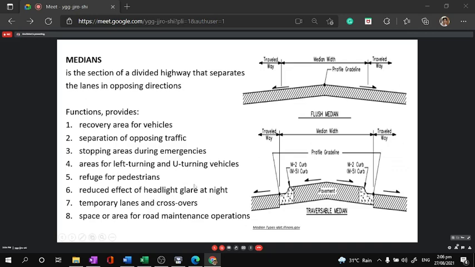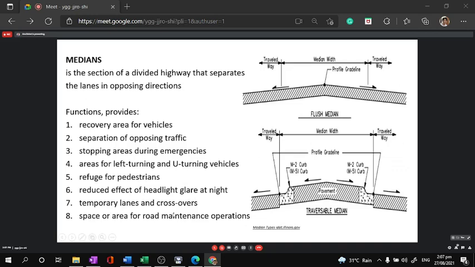And then crossover. Okay, the median is dividing the lines between opposing directions. And because it divides the lines, it's actually the center line of the road. Now, sometimes the width is extended to help the driver during night time, so that the light from the opposing direction will not glare at him if he is in the inner lane. So that's reducing the effect of headlight glare at night time.